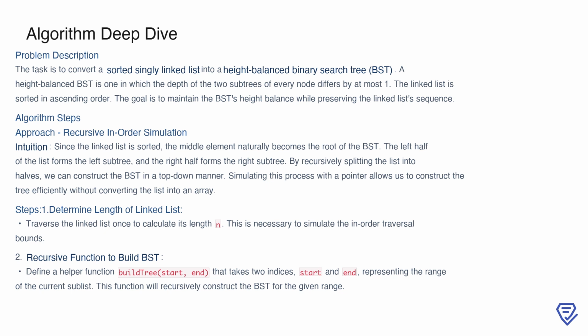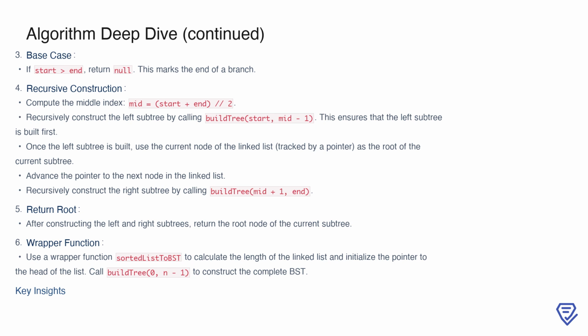Once we have the length, we define a helper function, buildTree, that will recursively construct the BST based on a given range of indices. To construct the BST recursively, we define a few key steps. First, we handle the base case. If the start index exceeds the end index, it means we've reached the end of a branch, so we return null. Next, we calculate the middle index using mid = (start + end) // 2. This middle element will serve as the root of the current subtree.